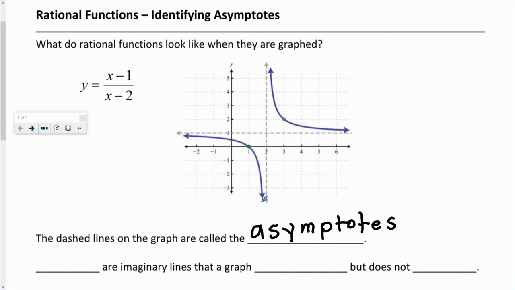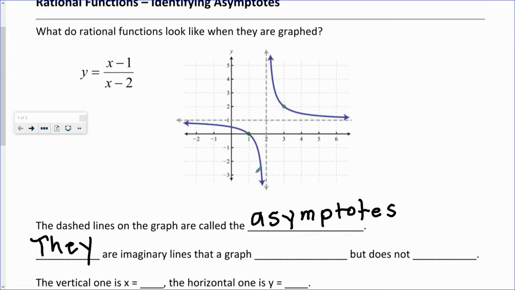Okay, so I'll just put they instead of asymptotes again, are imaginary lines that a graph, and this is a key word, this word is going to come up a lot in Unit 1, approaches but does not cross. And the concept of a graph approaching a particular value goes hand in hand with the concept of limits that we're going to be talking about in Unit 1.